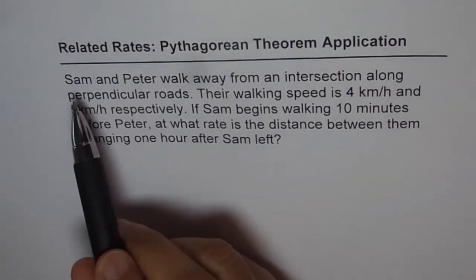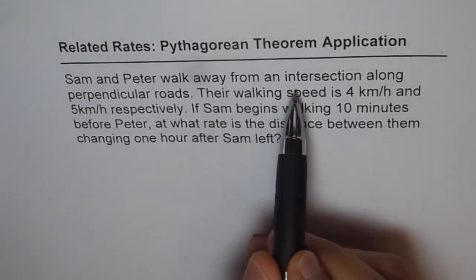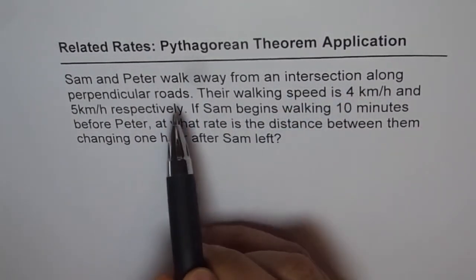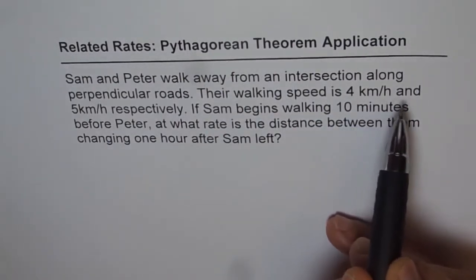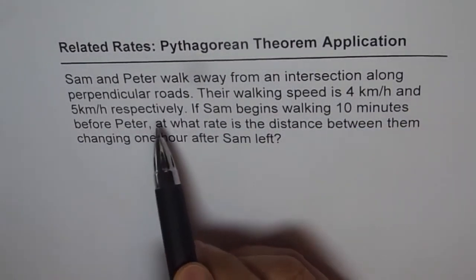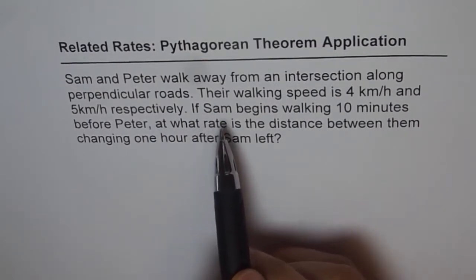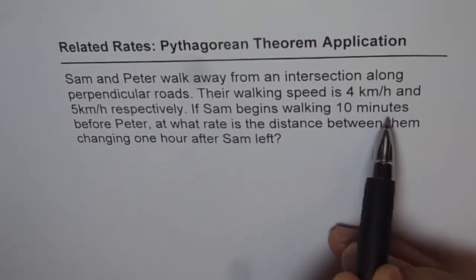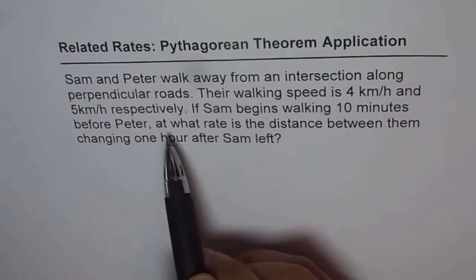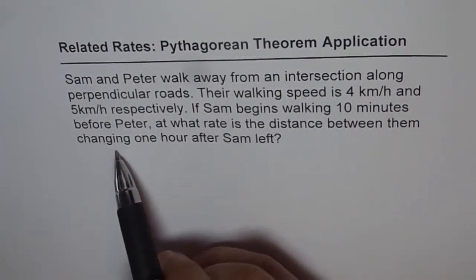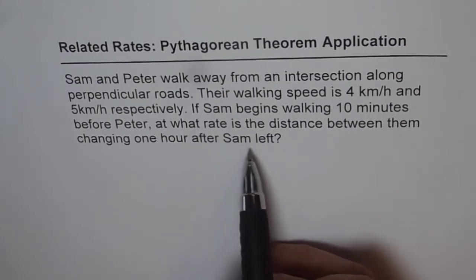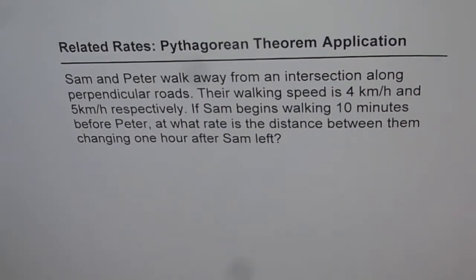It says Sam and Peter walk away from an intersection along perpendicular roads. Their walking speed is 4 kilometers per hour and 5 kilometers per hour respectively. If Sam begins walking 10 minutes before Peter, at what rate is the distance between them changing an hour after Sam left? So it is kind of similar to the problem which we just did.